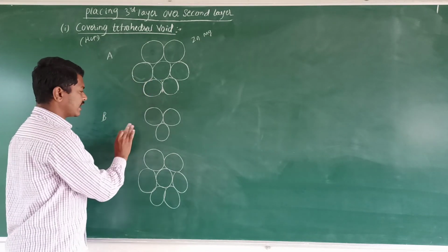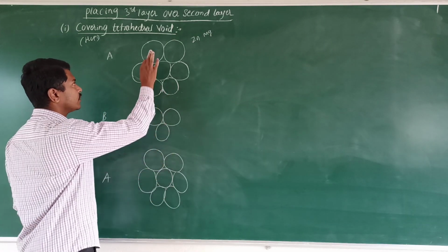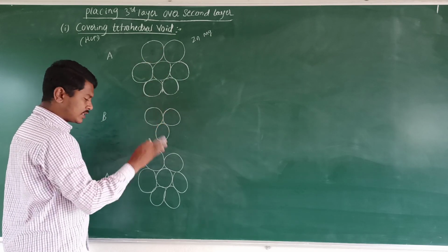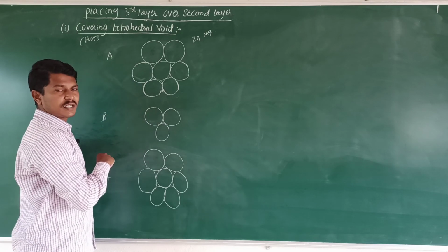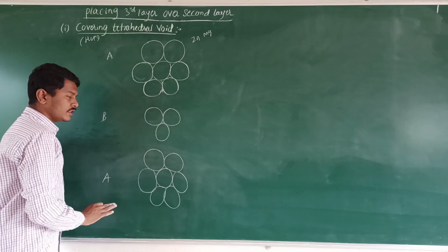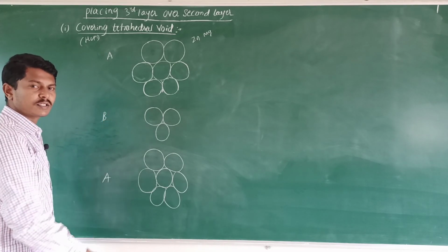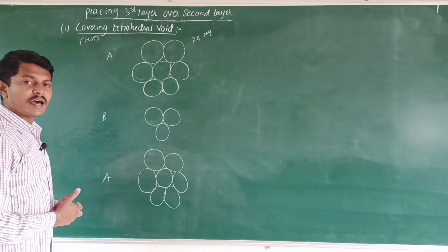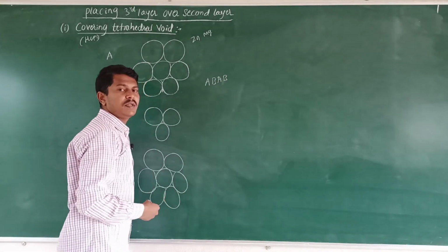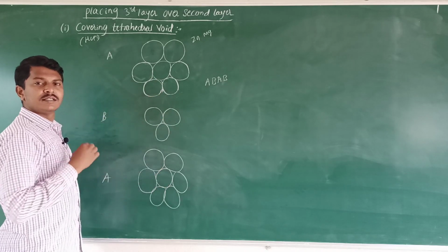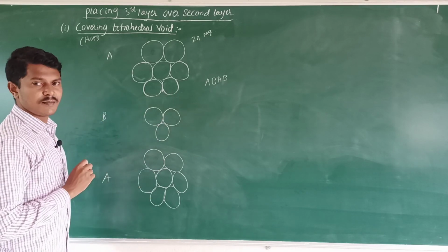The first layer we call A, second layer we call B, third layer we call A. It means a similar arrangement. The spheres of the third layer fall exactly above the first layer, not the second layer, isn't it? The spheres of the fourth layer fall exactly on the second layer, like this. This type of arrangement is called AB type. AB type arrangement means the first and third layers are the same, and the second and fourth layers are the same, like this.